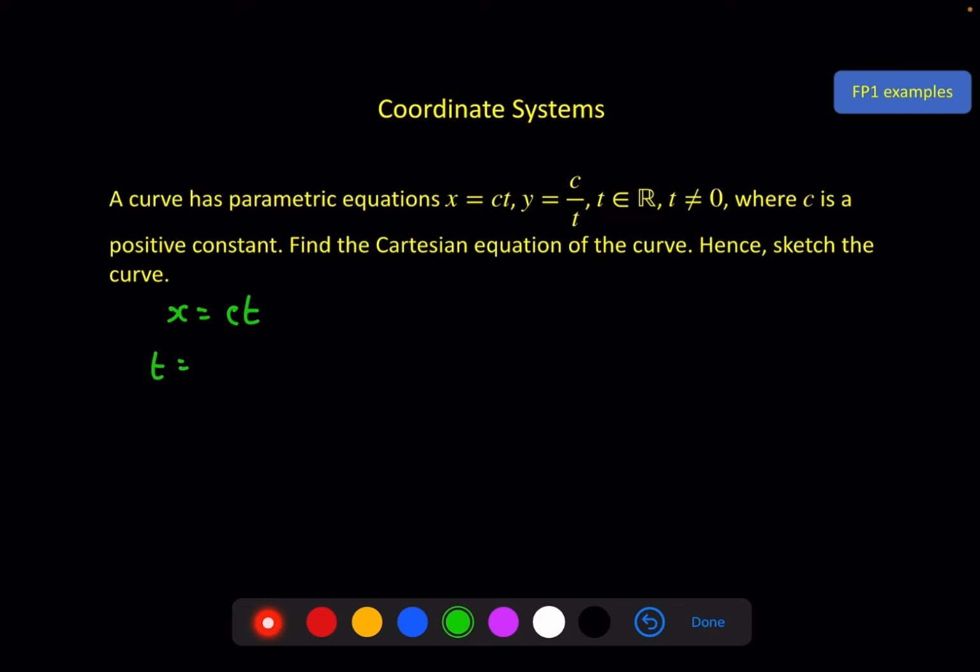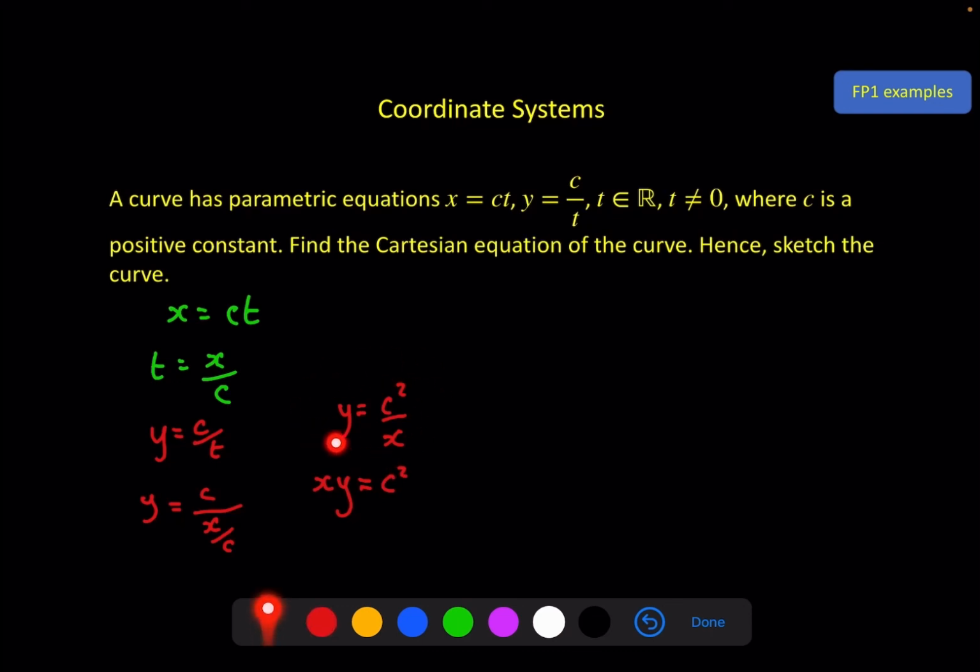Here we just make t equal x over c, and then we can substitute that into the other equation. y equals c over t becomes y equals c over x over c, which we can write as c squared over x. This is something I hope you recognize and can sketch. We'll come back to that in just a moment, but to let you know, this is more commonly written in this chapter as xy equals c squared, where c is still a positive constant.